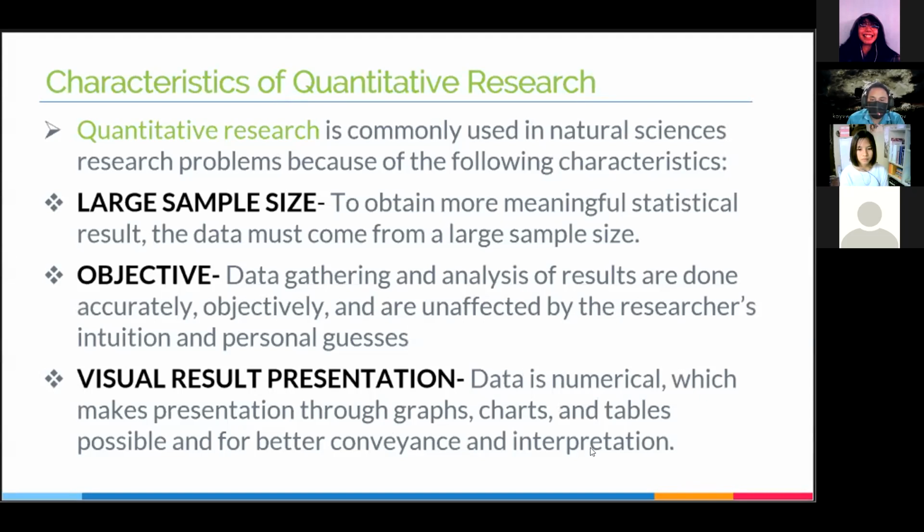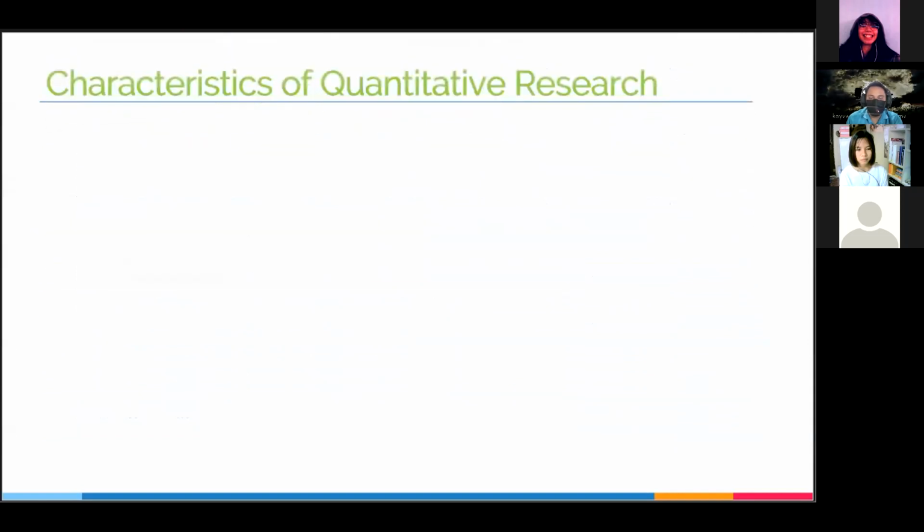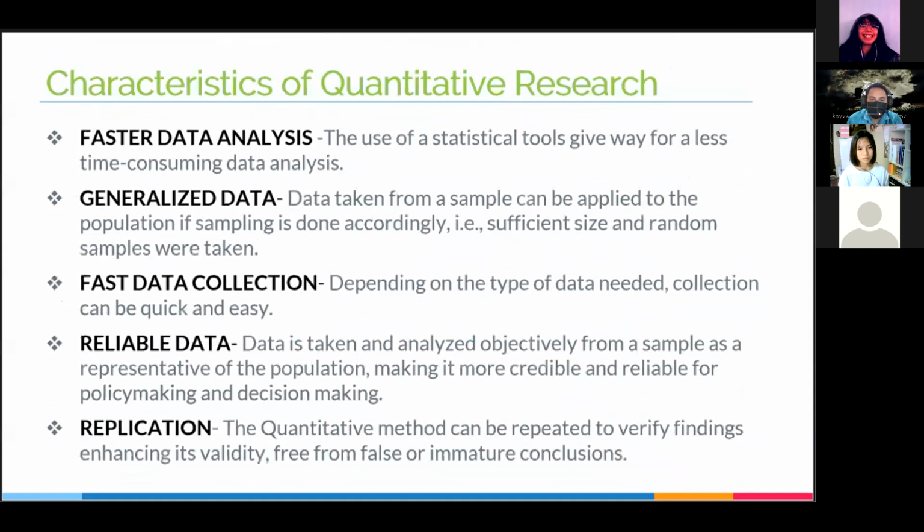Next, visual result presentation. Okay, so data is numerical. Now, which makes presentation, no, through graphs. Pwede mo siyang gawing graphs, charts, tables, okay, etc. So characteristics pa rin, faster data analysis, fast data collection, okay? So generalized data, reliable data, and replication. Mas mabilis yung pag-analyze ng data kasi numbers. Okay, kailangan lang natin ng formula, kailangan lang mag-solve, then makakuha na tayo ng analysis of that.